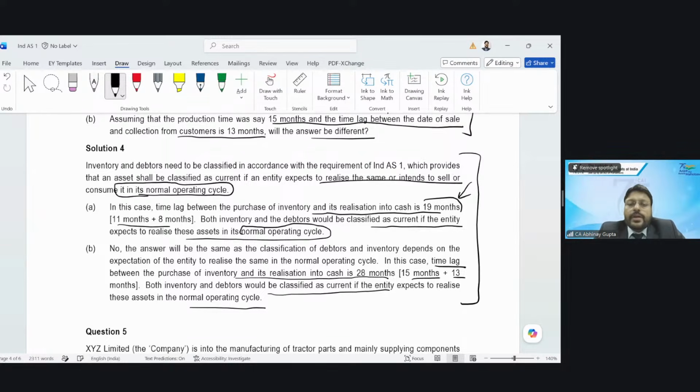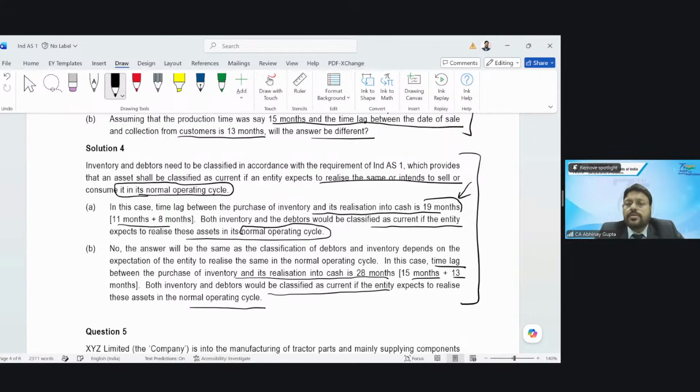Now, what the normal operating cycle is, the standard says, is to be defined by the company based on their business. Generally, it is 12 months. So if there is no different stance taken by any specific industry or sector, then it will be deemed to be 12 months. But if it is different, then the company needs to explain. So in this case, the company is saying that the operating cycle they have is 19 months or 28 months, as the case may be.